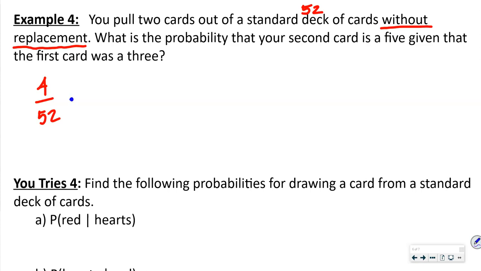So now when we multiply, we're going to multiply here, okay? So this bottom's going to be a 51. Okay, but it says the second card's a 5. Now, how many 5s are left in the deck? There are still 4 5s, right? So that's going to be 4 times 4 across the top. You're going to multiply across the top, 4 times 4, and you're going to multiply across the bottom, 52 times 51. Okay, so when I do that, what did I get?